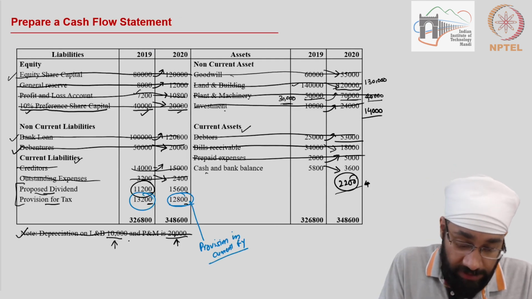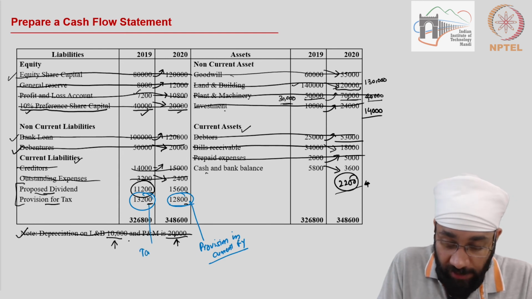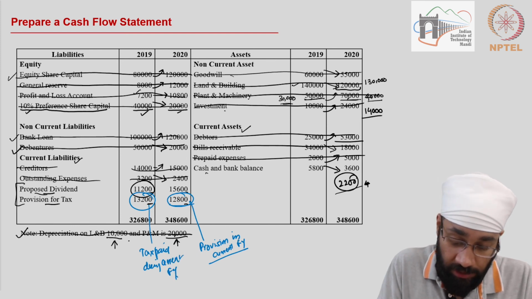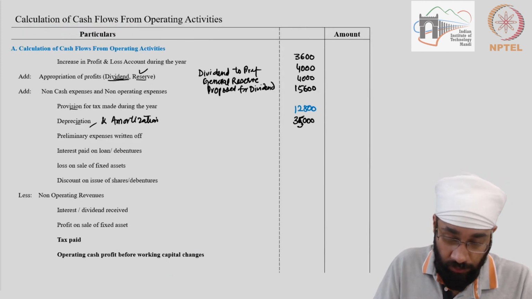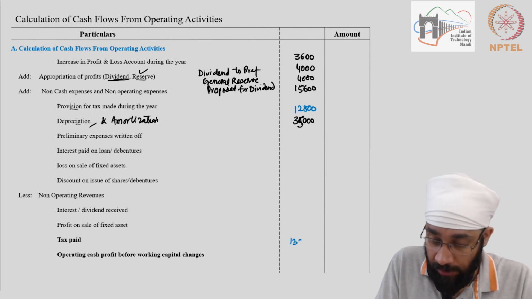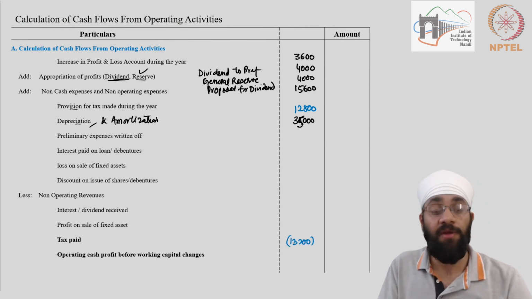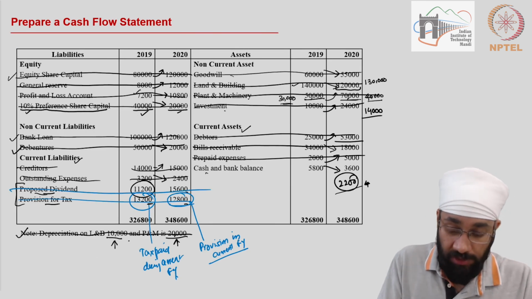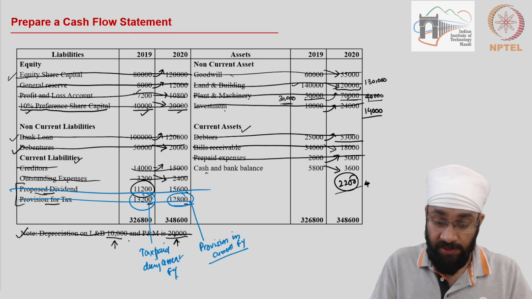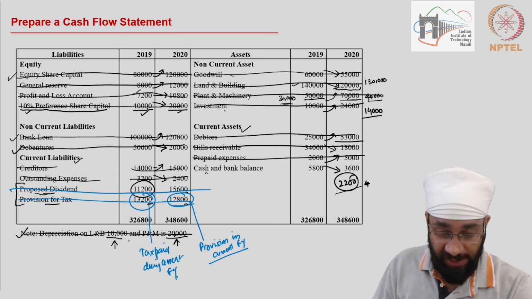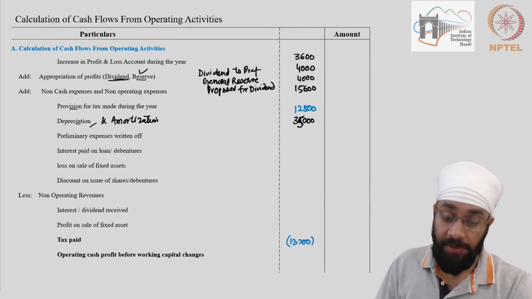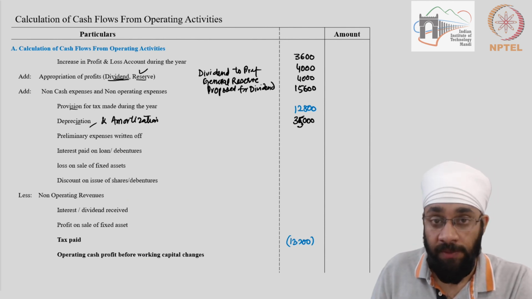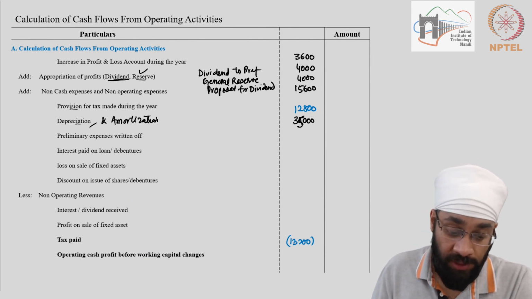And the previous balance is the actual tax paid during the year. This is tax paid during the current financial year, 13,200. Tax paid 13,200. This is a negative number. So done. Both these items have been taken care of as well. This is the big mess, don't mind that. But we have all the numbers that we require in the three subsections of the cash flow statement.